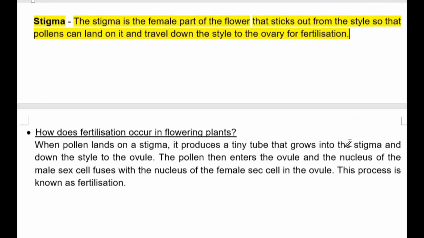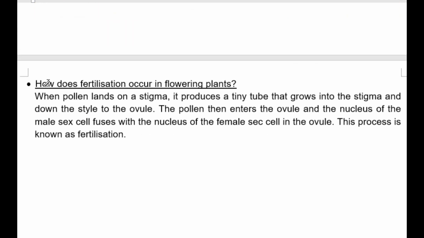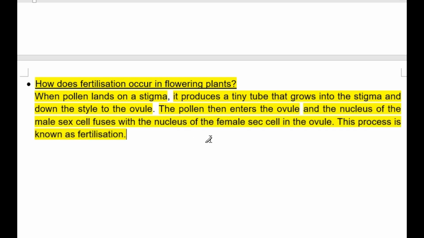How does fertilization occur in flowering plants? When pollen lands on a stigma, it produces a tiny tube that grows into the stigma and down the style to the ovule. The pollen then enters the ovule and the nucleus of the male sex cell fuses with the nucleus of the female sex cell in the ovule. This process is known as fertilization.